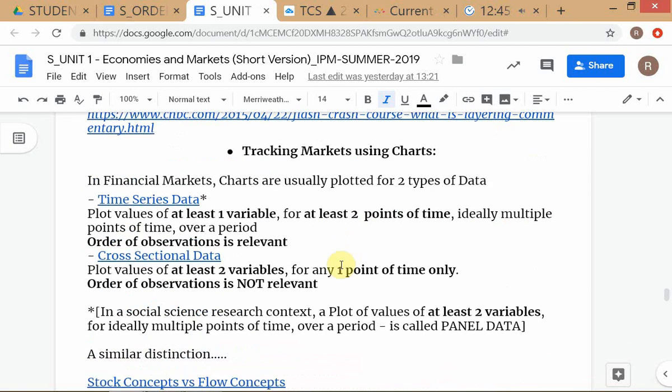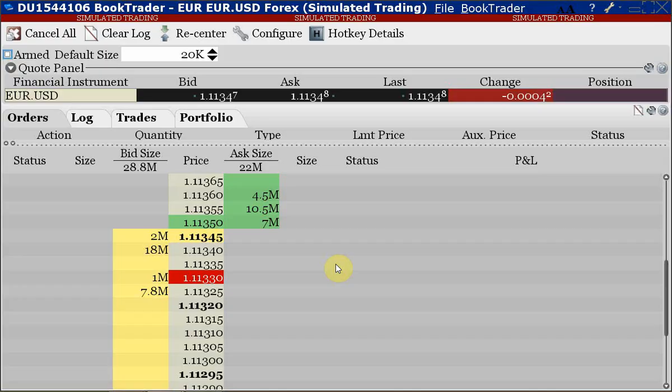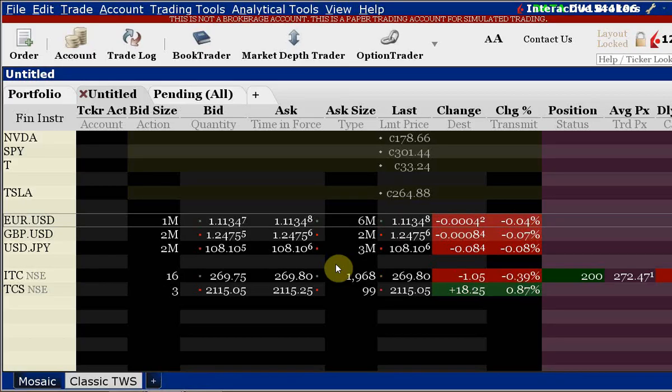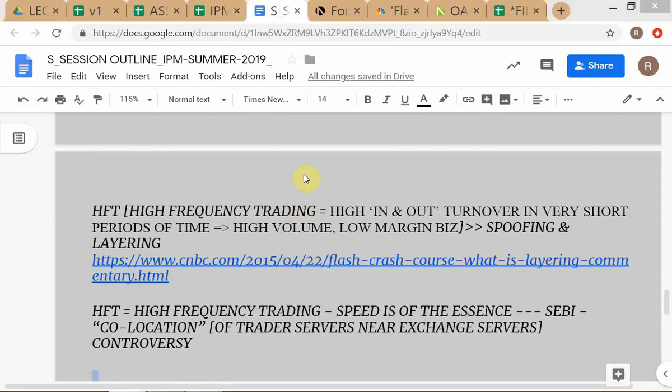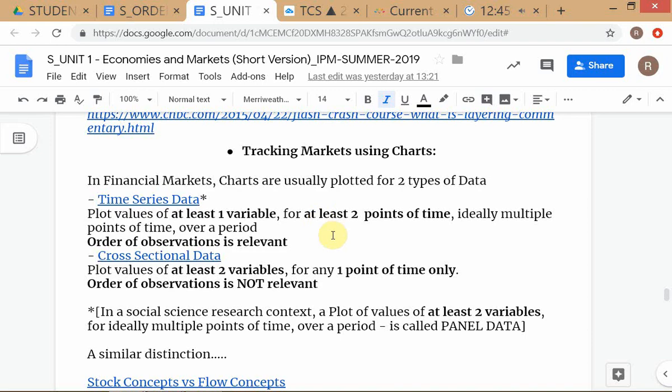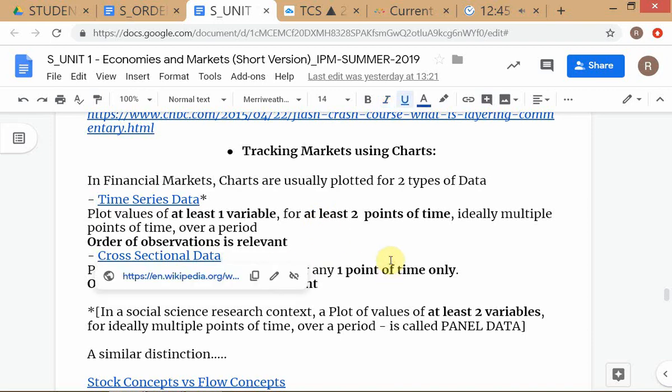Okay, now quickly let's go on to the next thing that you need to learn. Data types. Tracking markets using charts. Let's cover this quickly. All right, this is our next subtopic. Even though charts are very simple, let's try and make this more complicated. So in financial markets we basically plot two types of charts. You've heard of these terms: time series data, cross-sectional data.